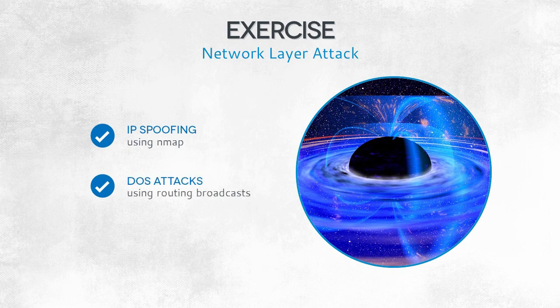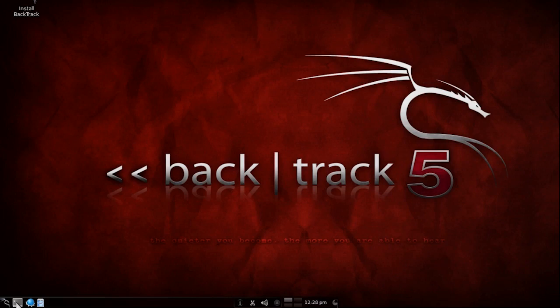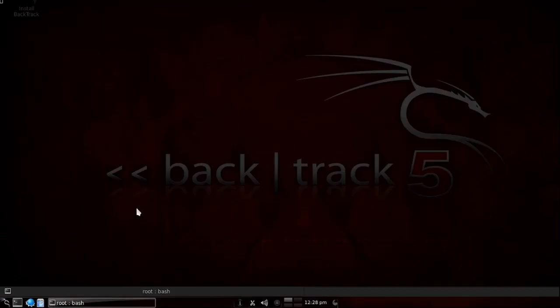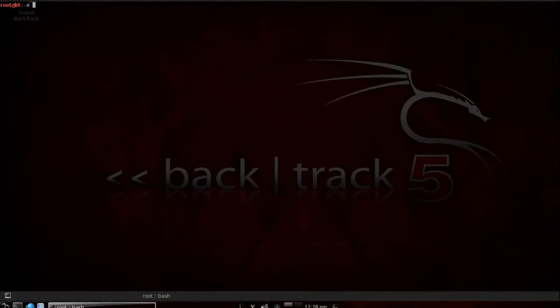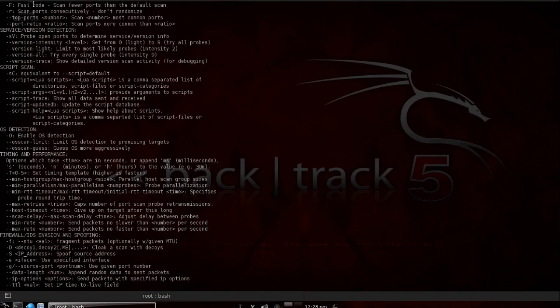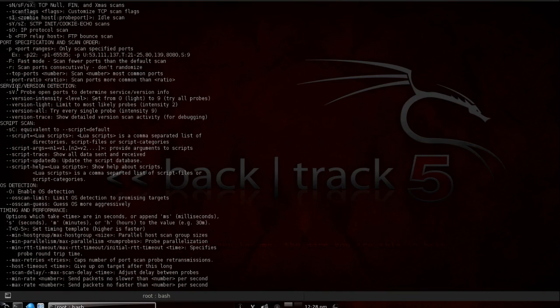We'll use the Nmap program. This is a tool that allows you to perform various types of scanning, such as TCP scanning and IP protocol scanning, which will be discussed later. It can also be used for IP and MAC spoofing. IP version 6 scanning can also be performed.